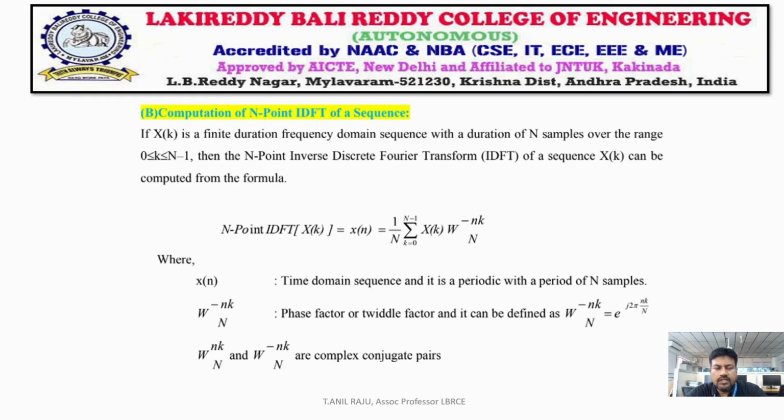In a single word, the main difference between DFT and IDFT is the basis function. We also call the twiddle factor a basis function. The basis functions of the DFT and IDFT are conjugate to each other; they are complex conjugate pairs. So, this is about the computation of IDFT.